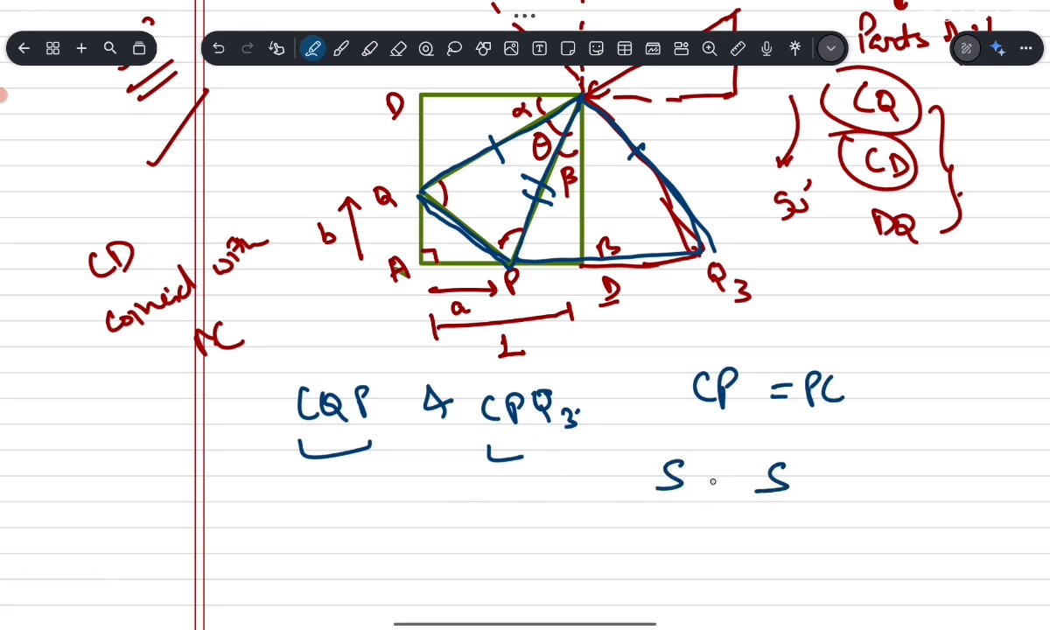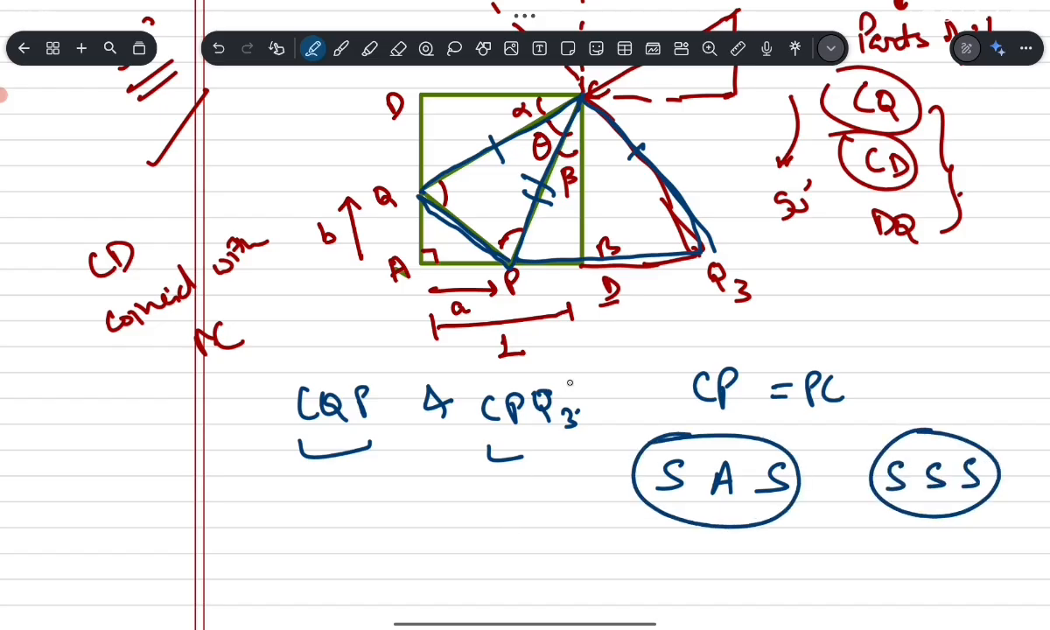What criteria can we have? Either we can have SAS or triple S. We don't really have much data regarding the angles here, so we'll stick to this. We'll have to focus on this one. What side do we have now? We have PQ and PQ3. Perfect. That is what we are supposed to make equal.